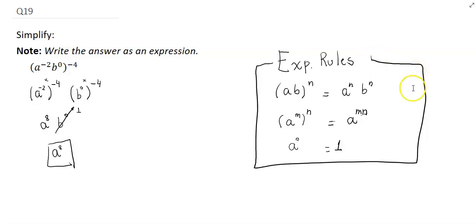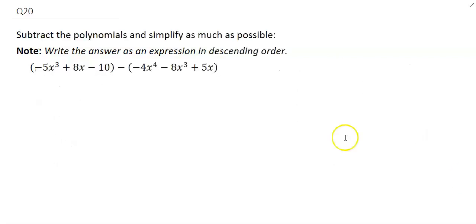Okay, so we have covered the 7 exponential rules total. So you have to go and review them. Be sure that you're covered.